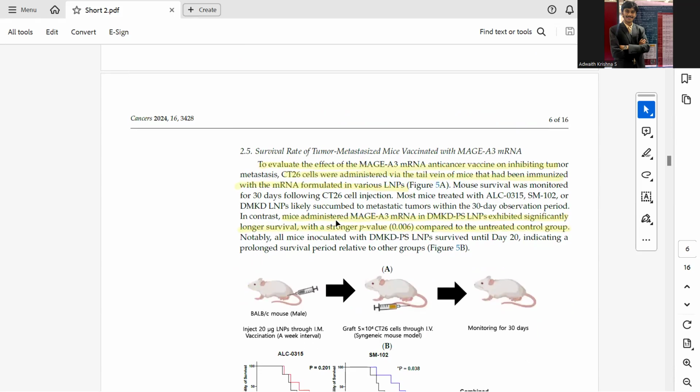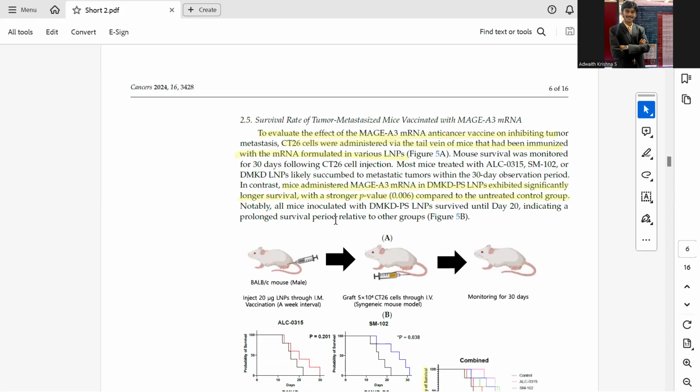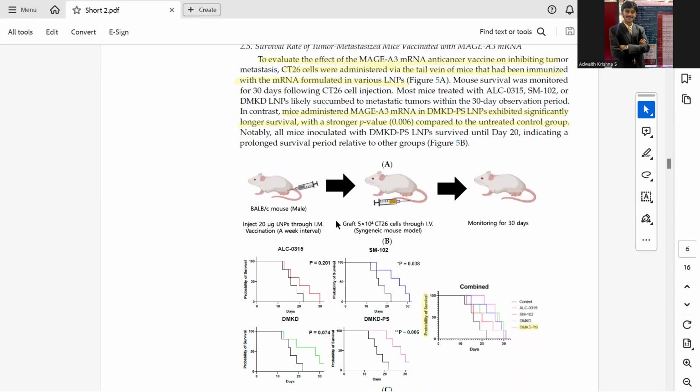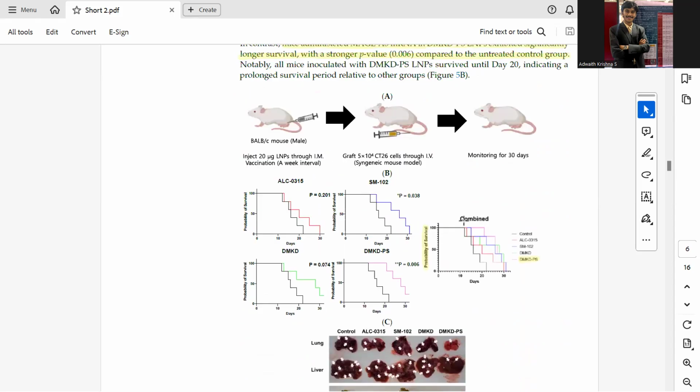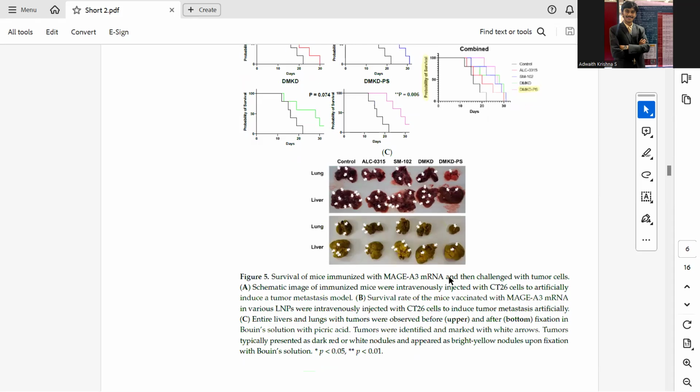To evaluate the effect of the MAGE-A3 mRNA anti-cancer vaccine on inhibiting tumor metastasis, CT26 cells were administered by the tail vein of mice that were already administered with mRNA formulated in various LNPs. Mice administered MAGE-A3 mRNA in DMKD PS LNPs exhibited significantly longer survival with a stronger p-value compared to the untreated control group. Here you can see in the graph that DMKD PS stands as a superior delivery LNP, and the efficacy of the mRNA vaccine is quite evident.